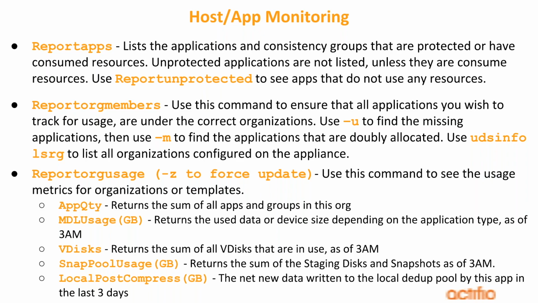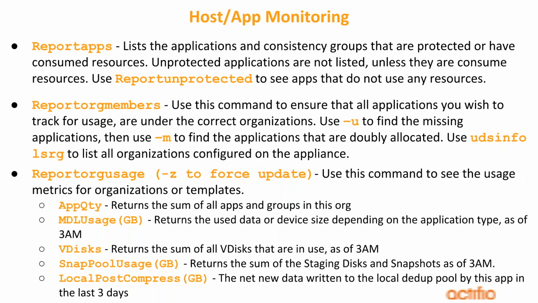Then the next step is report org usage. This is how, once we've used report org members and we've done our auditing, we've made sure all of our apps are in the right organizations, we've made sure we don't have any that are in there twice, and we make sure we don't have any that are in multiple orgs unless that's what we intended, we can now start to use report org usage. Now, if you need real-time data right now, you're going to want to use the -z parameter. This is a SARG report that does wait until 3 a.m., just like the report manager. However, that -z will allow you to force an update right away.